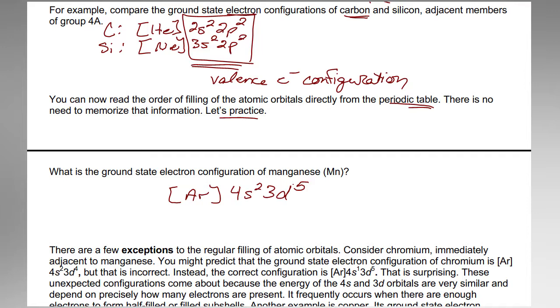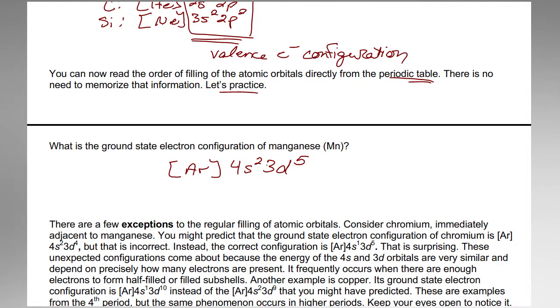So you're now in a position to write a ground state electron configuration for almost any element you can find on the periodic table. We don't need to go through and memorize them. We don't need to memorize the orders the orbitals fill. We can just read all of that information off of the periodic table. And that's one of the many reasons that the periodic table is so extremely powerful.